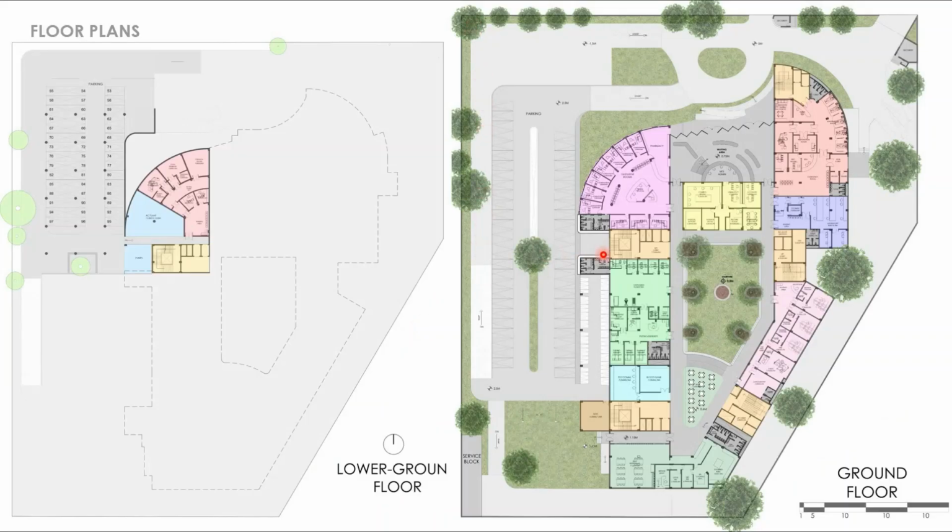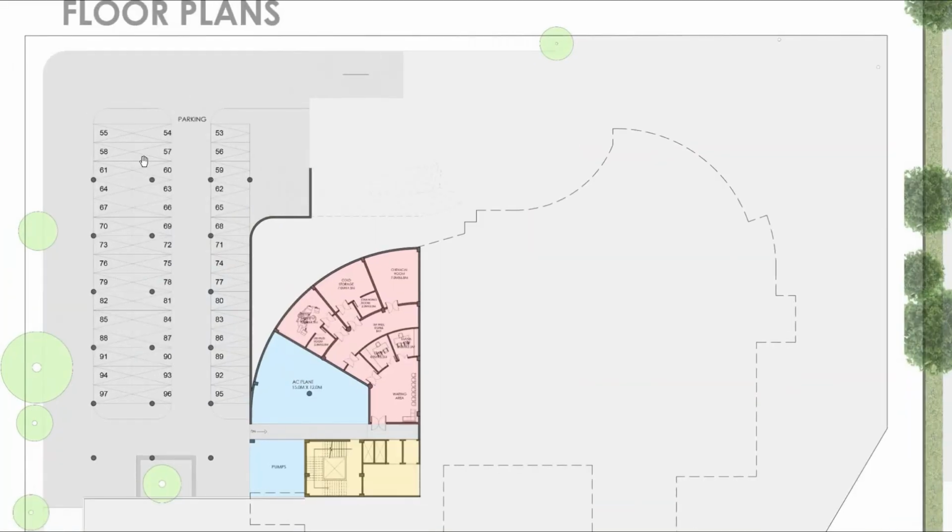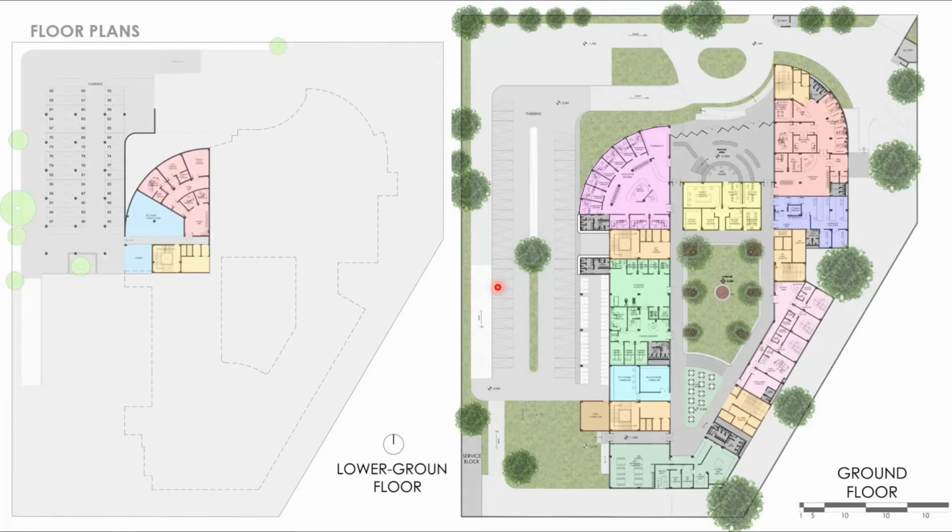The northeastern corner of our plot is 1.5 meters below the road level. So instead of providing a basement floor, we have provided a lower ground floor. In the lower ground floor, we have 95 car parks along with the parkings in the upper ground floor. There are AC plant rooms and pump rooms in the lower ground floor along with the mortuary.